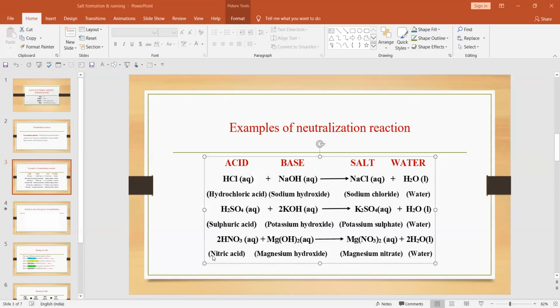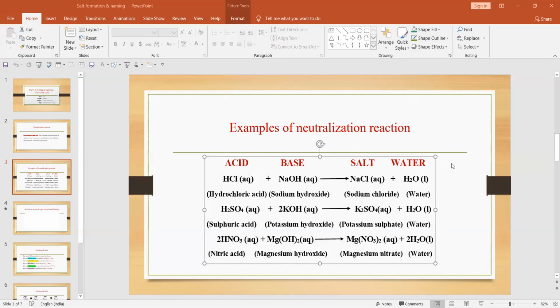Now let us take another example, sulfuric acid. Sulfuric acid reacts with potassium hydroxide, we have potassium sulfate, that is salt, and we have water. Next example is nitric acid. Acid reacts with a base, magnesium hydroxide, the product will be magnesium nitrate, that is a salt, and we have formation of water.